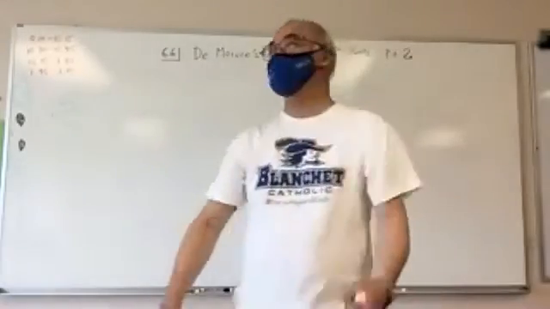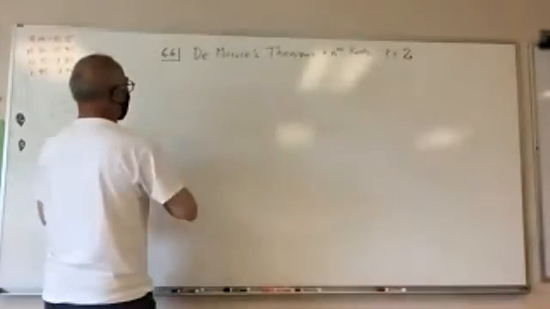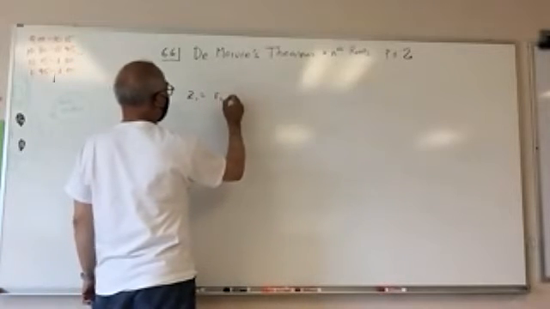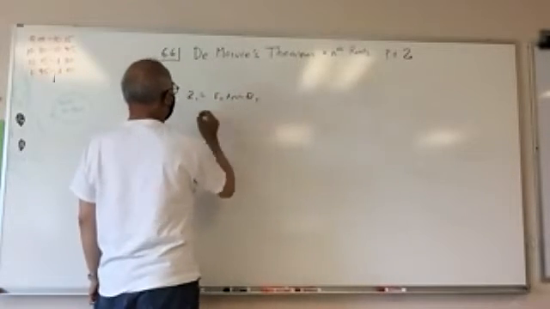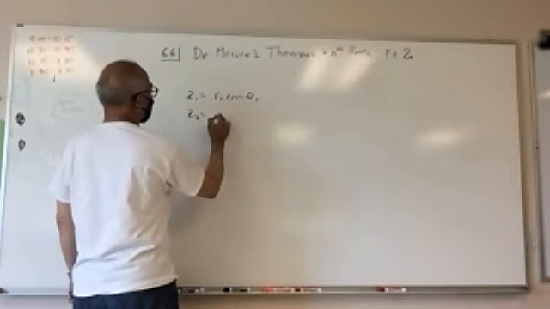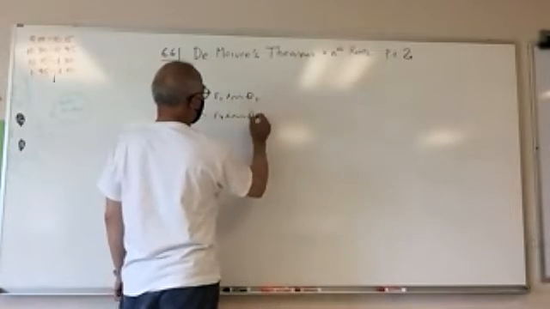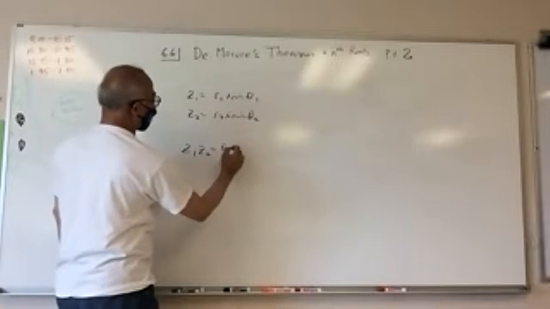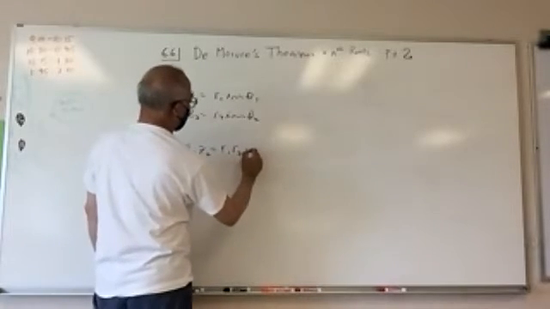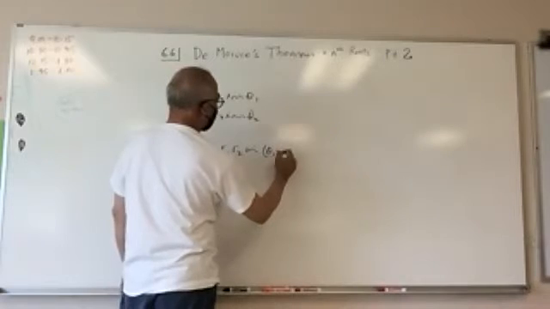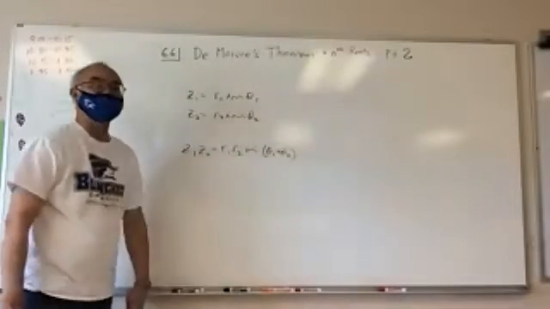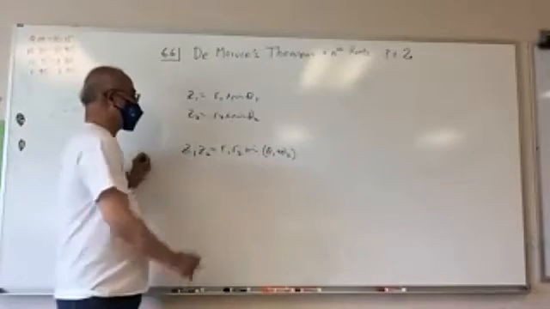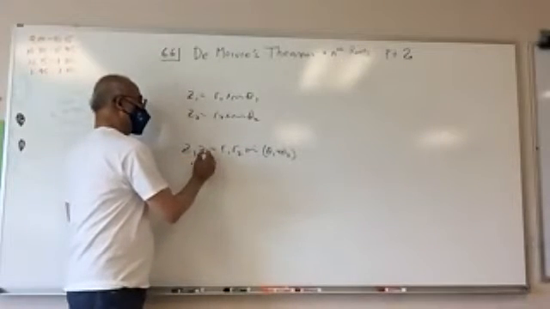And DeMoivre's theorem is really nothing more than what we already learned, right? So we said that if Z1 is equal to R1 (cosine theta 1 plus I sine theta 1), and Z2 is equal to R2 (cosine theta 2 plus I sine theta 2), then Z1 times Z2 is equal to R1 R2 times cosine plus I sine, and you just add the arguments, correct? Yeah. What if I change this to not Z1 times Z2, but Z1 times Z1?